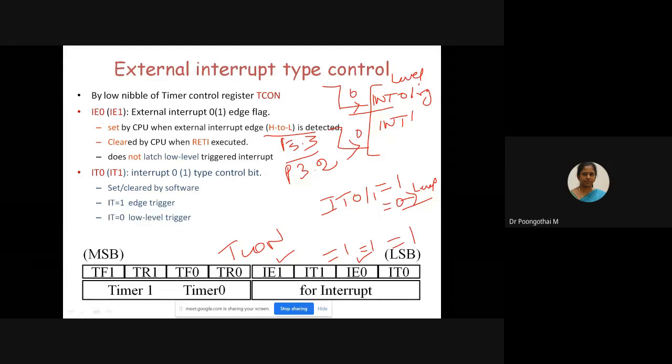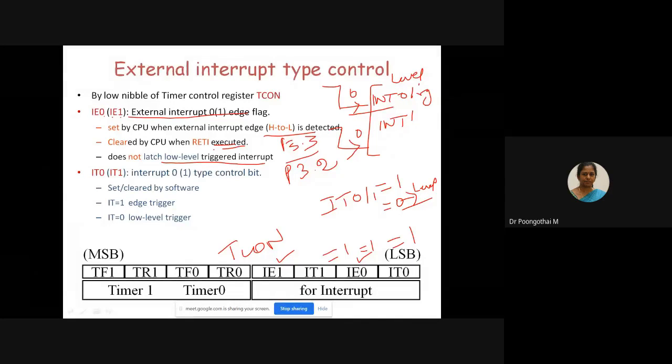So generally the IT0 and IT1 bits set low level or edge triggering mode of the external hardware interrupts on the INT0 and INT1 pins. They are both 0 upon reset. IT0 and IT1 are 0 upon reset, which makes them low level triggered. Here, IE0 is the external interrupt edge flag, set by the CPU when an external interrupt signal is detected, and cleared by the CPU when the ISR is executed, that is when the RETI instruction is executed, and it does not latch a low level triggered signal. It will not accept a low level triggered signal.